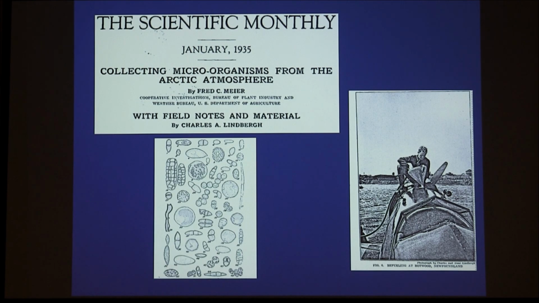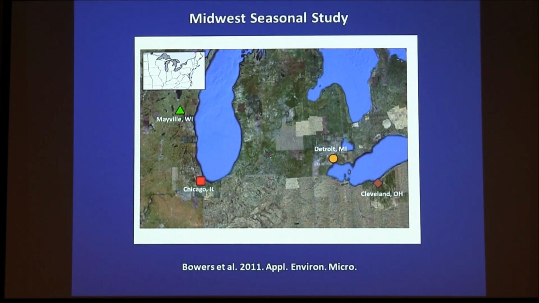Okay, so a study we wanted to do was, let's take samples from a handful of locations. And it's really hard to get samples that are not contaminated, where you know what you're sampling is actually bacteria in the atmosphere, not somebody touching a filter and so forth. This is four sites: Detroit, Chicago, Cleveland, Mayville, Wisconsin, a smaller town here. We collected samples once a week during the winter months and once a week during the summer months.